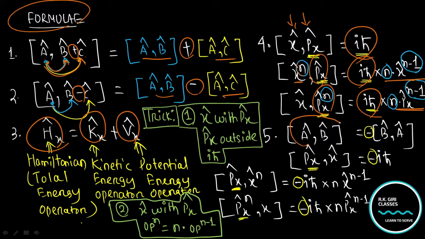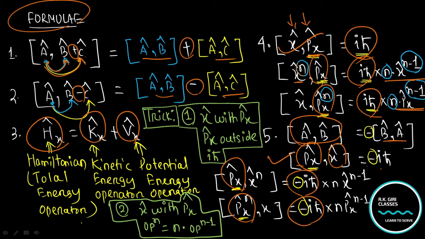In this case, AB is equal to minus BA. I told you already, right? That is Px x is equal to minus iħ. This is iħ, this is minus iħ. Simply you can remember like this: Px outside plus iħ, Px inside minus iħ. Similarly, in this case, Px inside minus iħ, x to the power n gives n into x to the power n minus 1, and Px to the power n gives n into Px to the power n minus 1. This is a trick. x with Px outside plus iħ. That means operator to the power n gives n into operator to the power n minus 1.